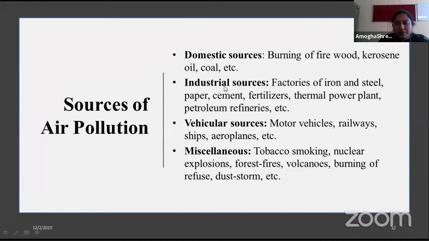Then industrial source: the factories of iron and steel, paper, cement, fertilizers, thermal power plants, petroleum refineries, and many other industries which release pollutants come under this industrial source. And vehicular source, like the name says, includes motor vehicles, railways, ships, and aeroplanes. In urban areas, motor vehicles are the main reason for causing air pollution. Miscellaneous includes tobacco smoking, nuclear explosions, forest fires, volcanoes, burning of refuse, and dust storms.